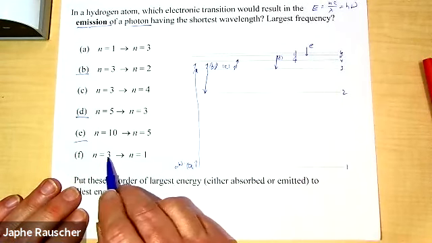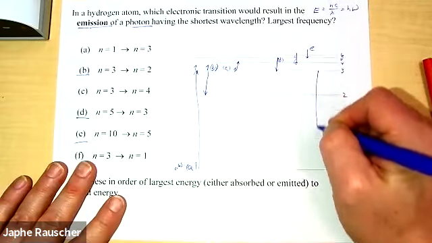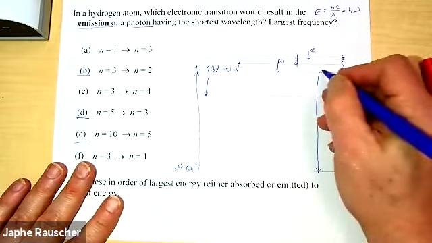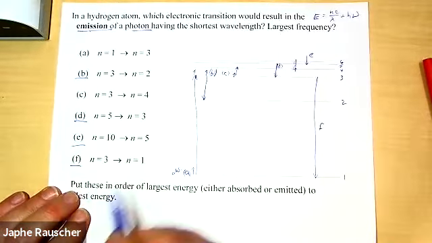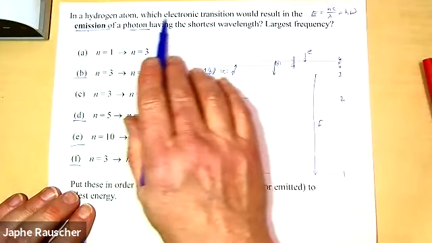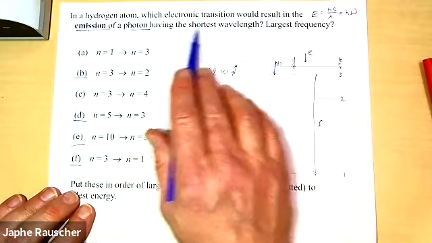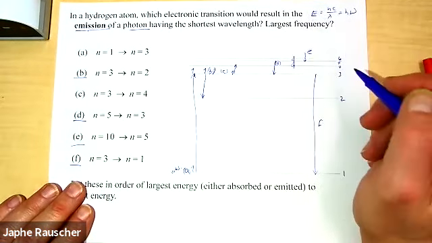Okay, and the last one, from 3 to 1. So we start here and go all the way down to there. And that would be an emission as well. This one is F. Okay, so which of the electron transitions would result in the emission of a photon having the shortest wavelength? Well, shortest wavelength means highest energy, right?